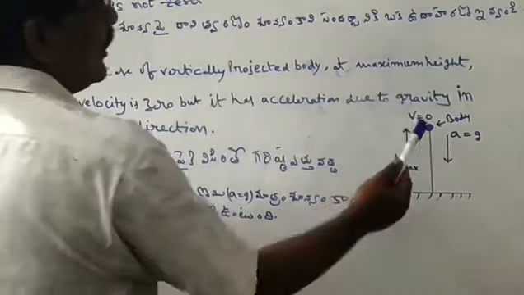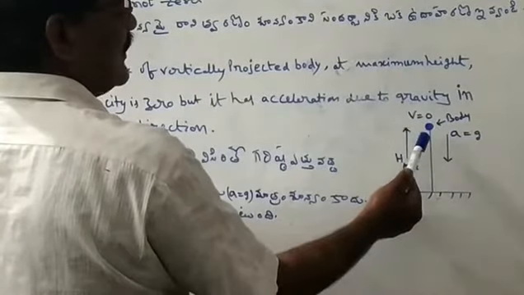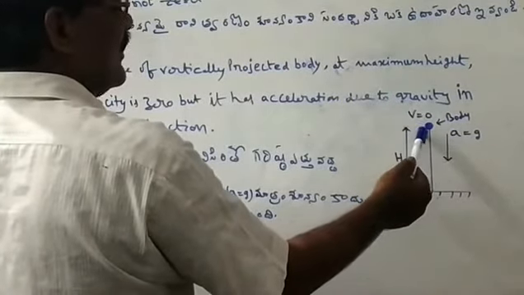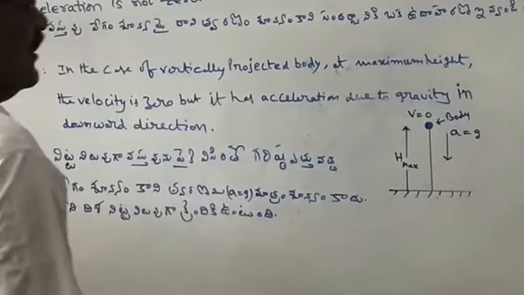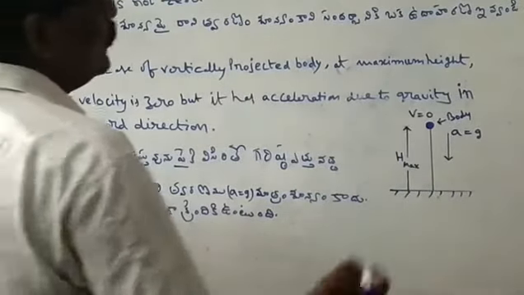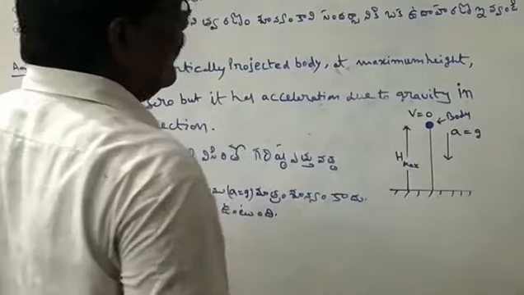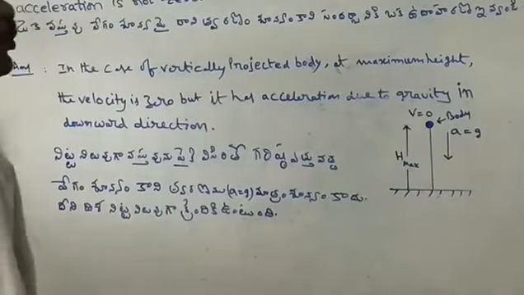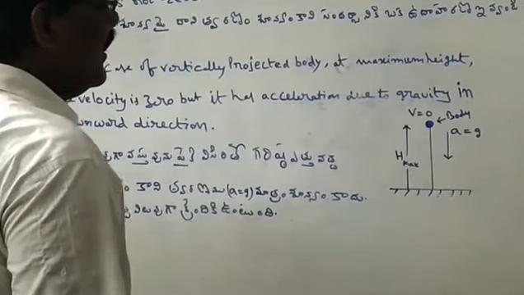Velocity is equal to zero at maximum height. But acceleration is not zero. Its direction is vertically downwards. That means vertically downwards means towards the center of the earth. The direction of a is equal to g is towards the center of the earth.